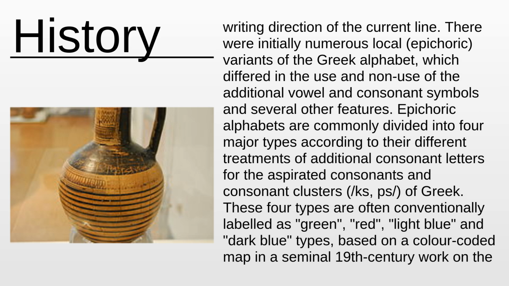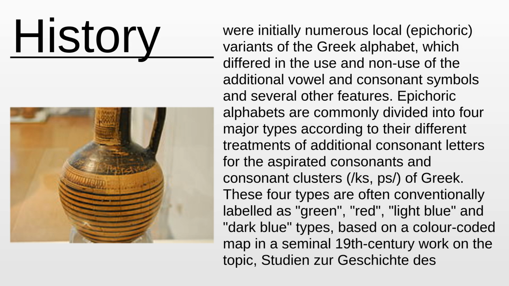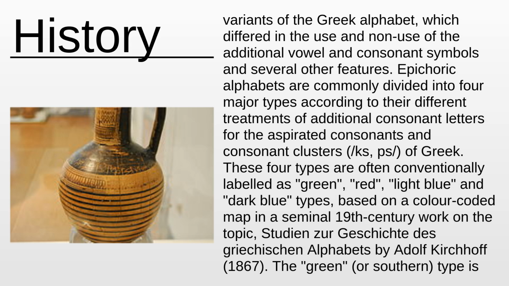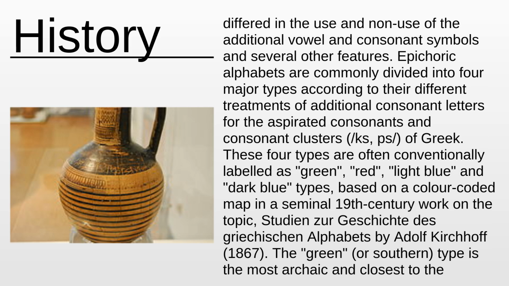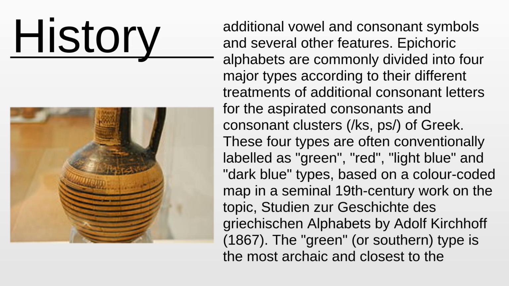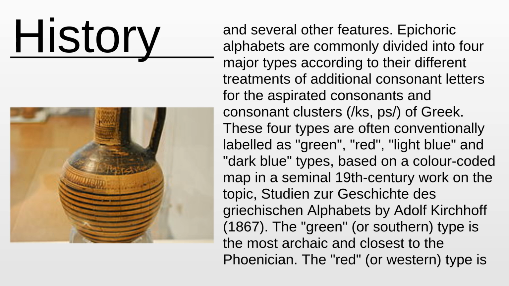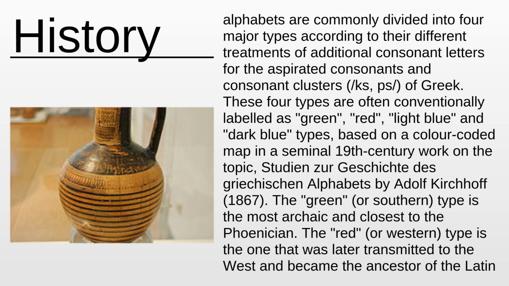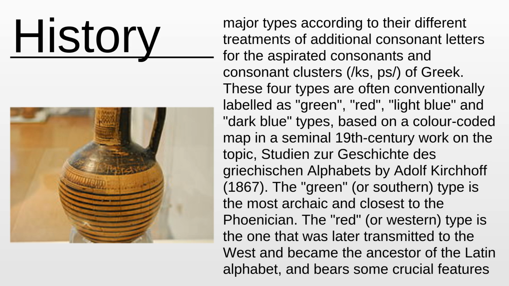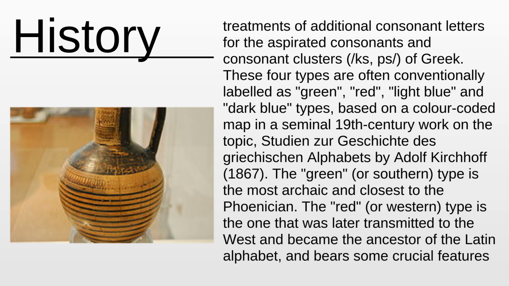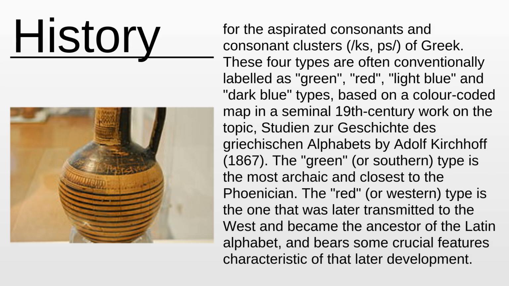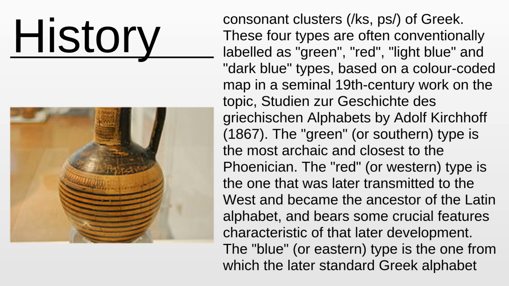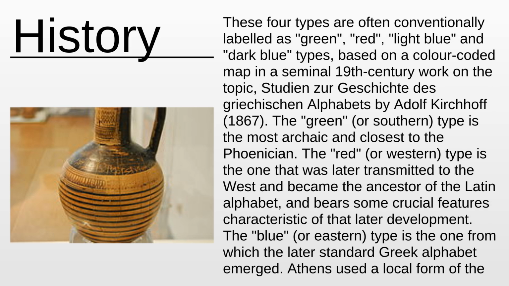Individual letter shapes were mirrored depending on the writing direction of the current line. There were initially numerous local, epichoric variants of the Greek alphabet, which differed in the use and non-use of the additional vowel and consonant symbols and several other features. Epichoric alphabets are commonly divided into 4 major types according to their different treatments of additional consonant letters for the aspirated consonants and consonant clusters such as ks and ps of Greek.